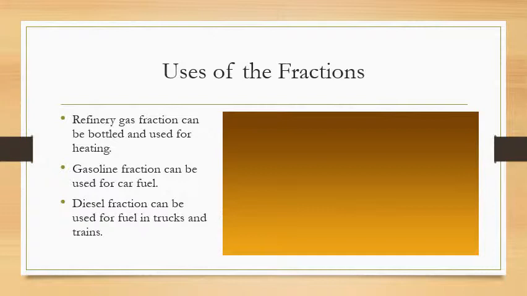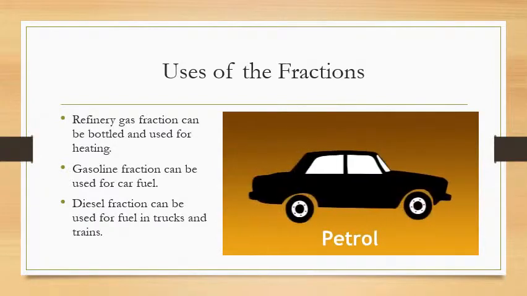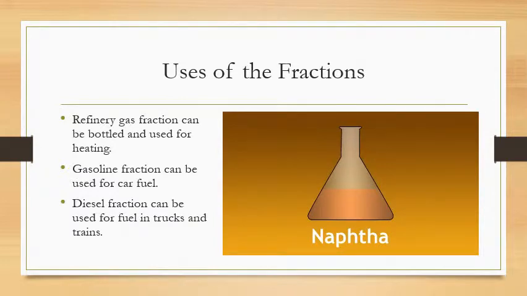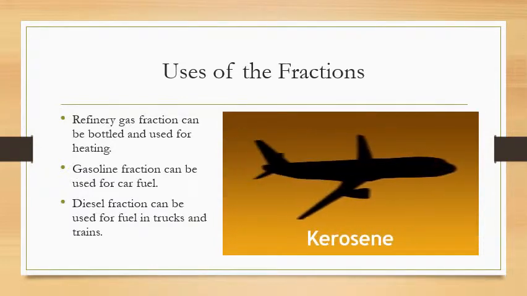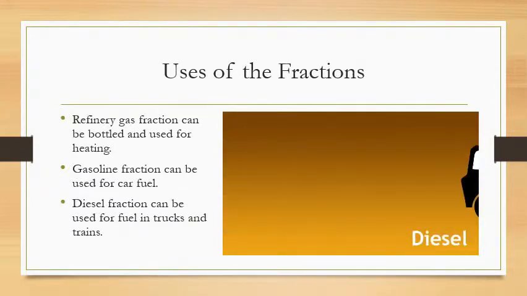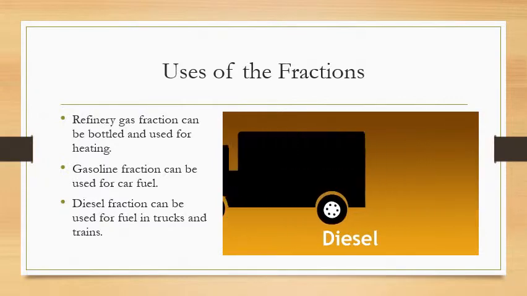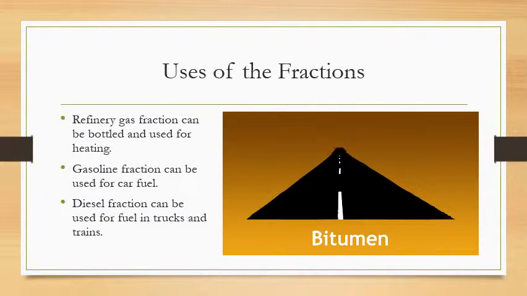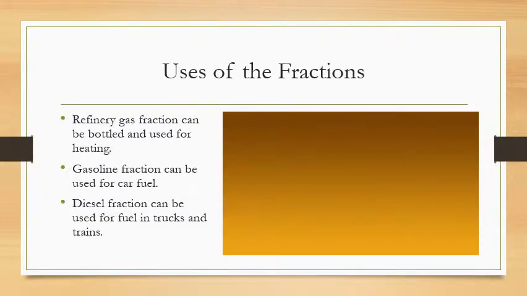Some examples of fractions are petrol, useful as a fuel for cars, naphtha, used in the manufacture of chemicals, kerosene as aircraft fuel, diesel oil, used as fuels for vans, cars and lorries, and bitumen, a mixture of large chain hydrocarbons used to lay roads.